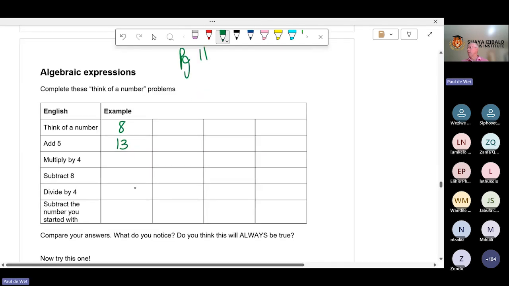Okay, my page 11 shows the table. Yeah, well done, Oguhle. 52. Carry on, Oguhle. What did you get when you subtract 8?